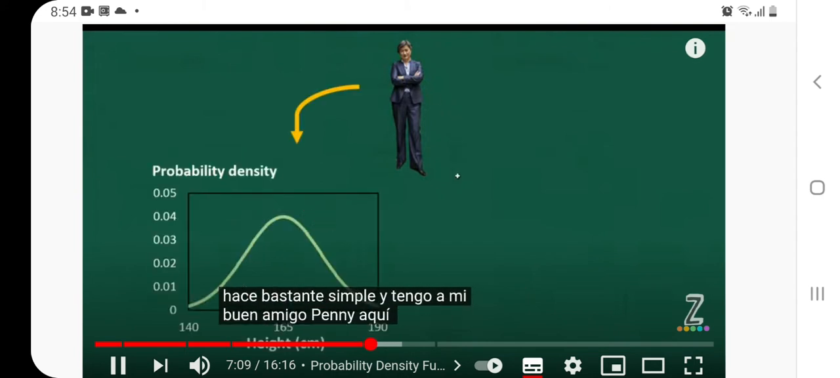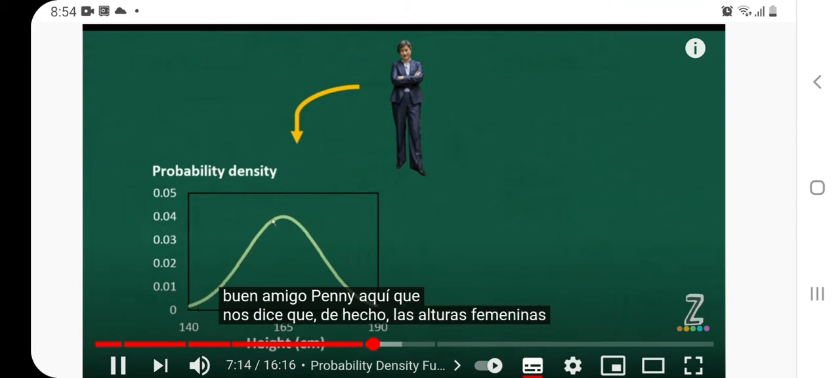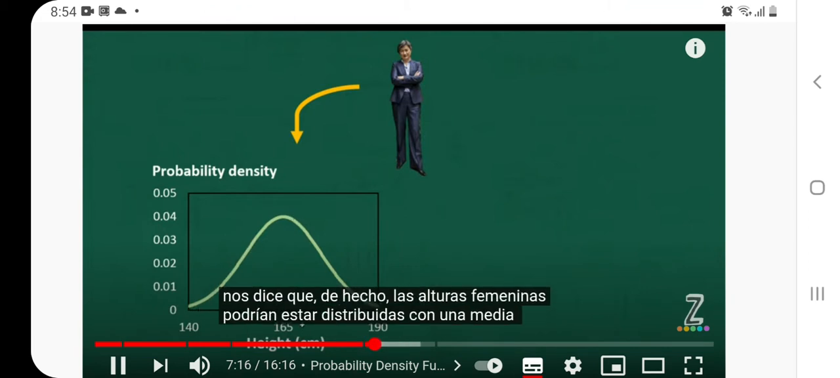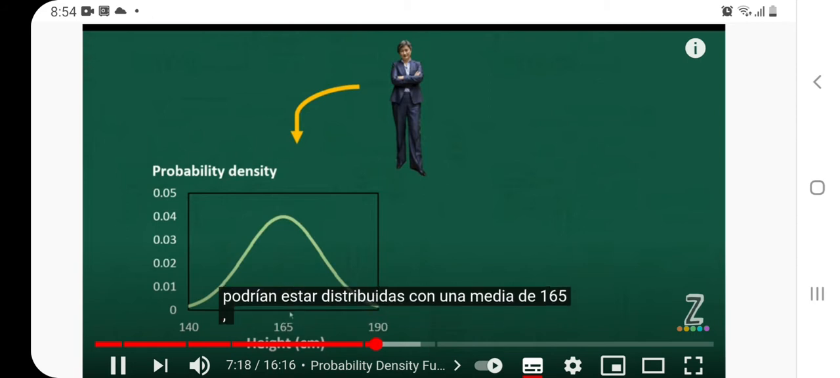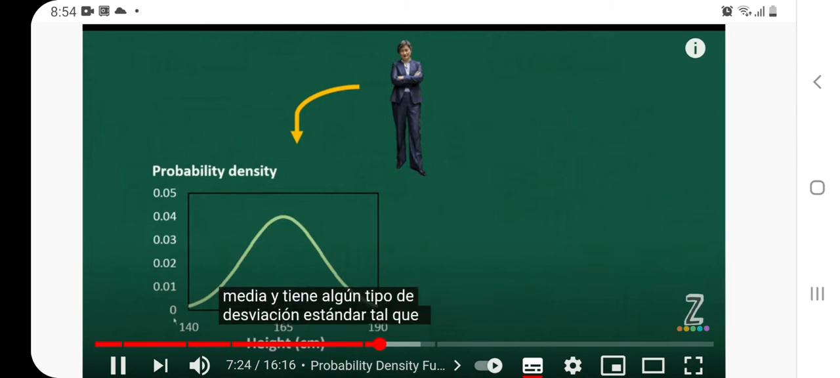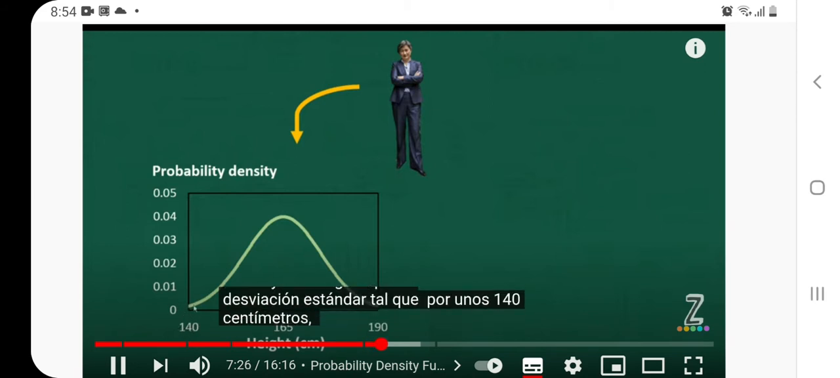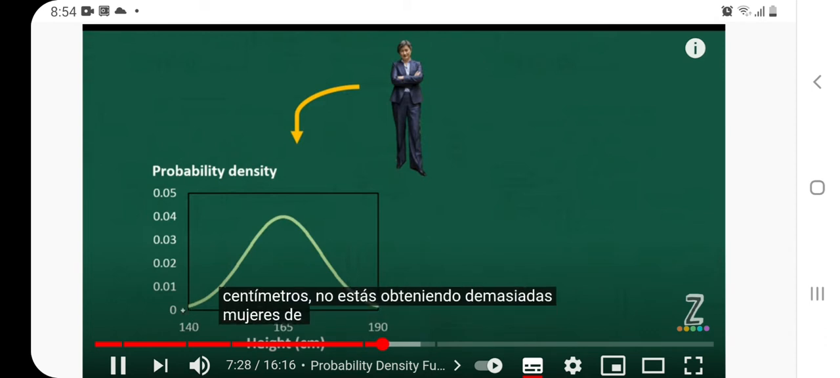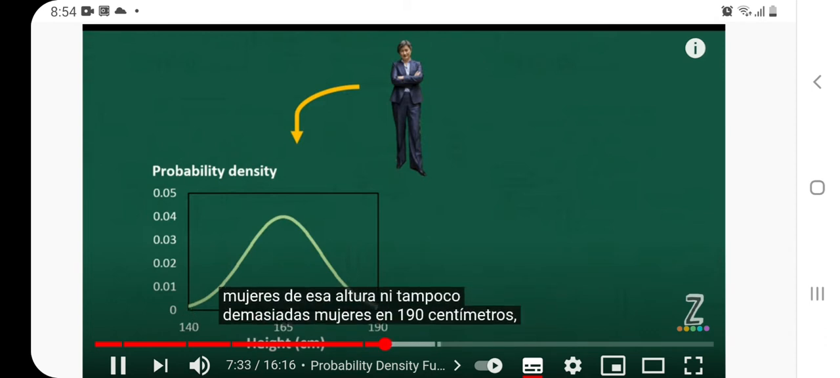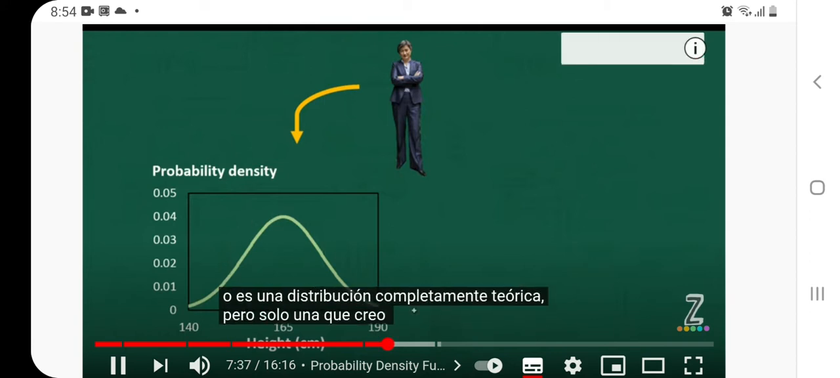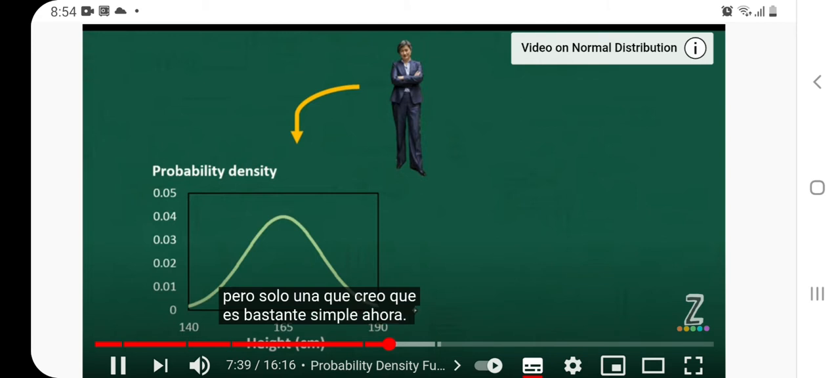And I've got my good friend Penny over here, who's telling us that indeed female heights might be distributed with a mean of 165. Let's say that's 165 centimeters is our mean. And it has some kind of standard deviation such that by about 140 centimeters, you're not getting too many women of that height, nor are you getting too many women up at 190 centimeters either. It's a completely theoretical distribution, but just one that I think is quite simple.